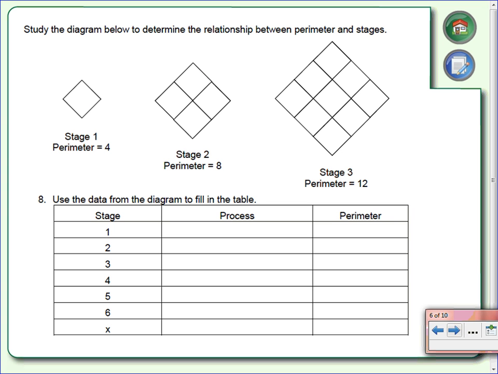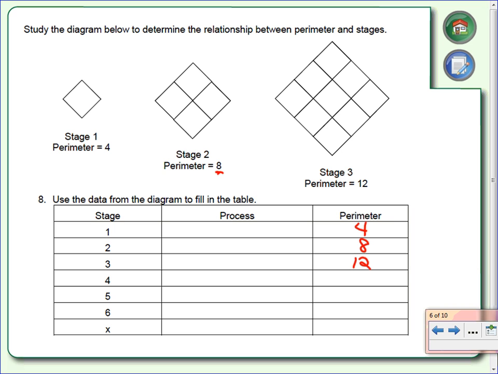So, on the first stage, notice the perimeter is 4. So I'm going to go ahead and write that down in my table. Stage 1 has a perimeter of 4. The second stage has a perimeter of 8, so let me write that down in my table over here, 8. The next one has 12. Now notice those are the only 3 they gave you. I didn't have any other pictures to look at, but we're still going to find those perimeters.